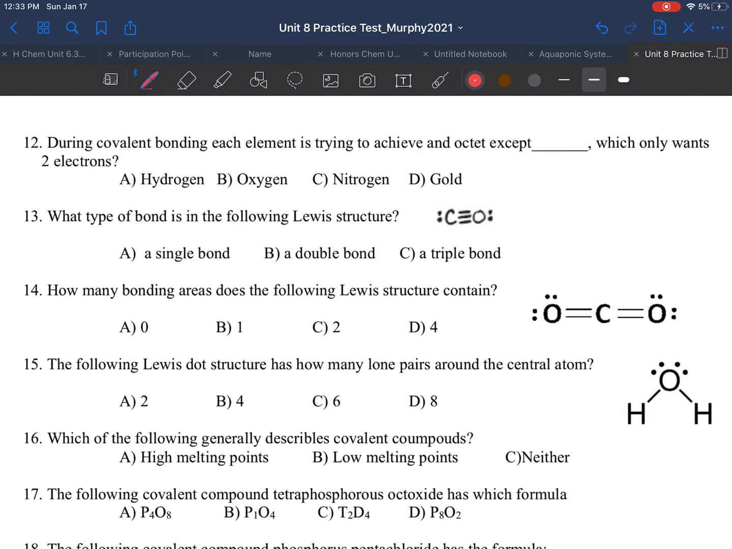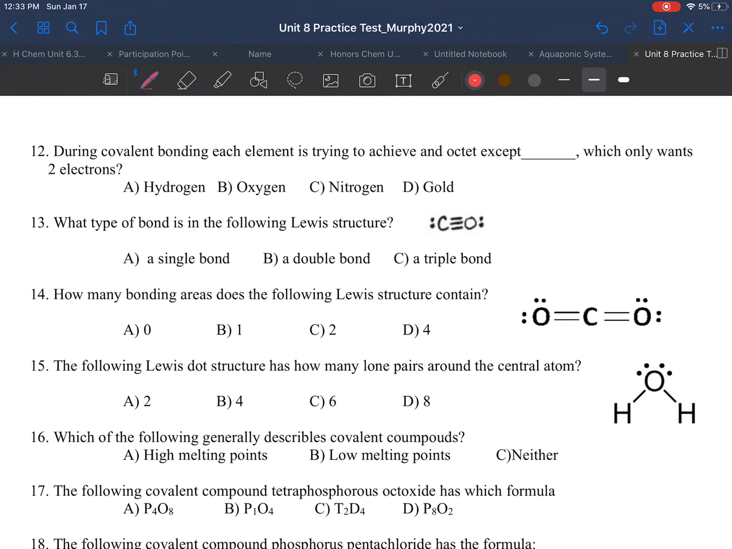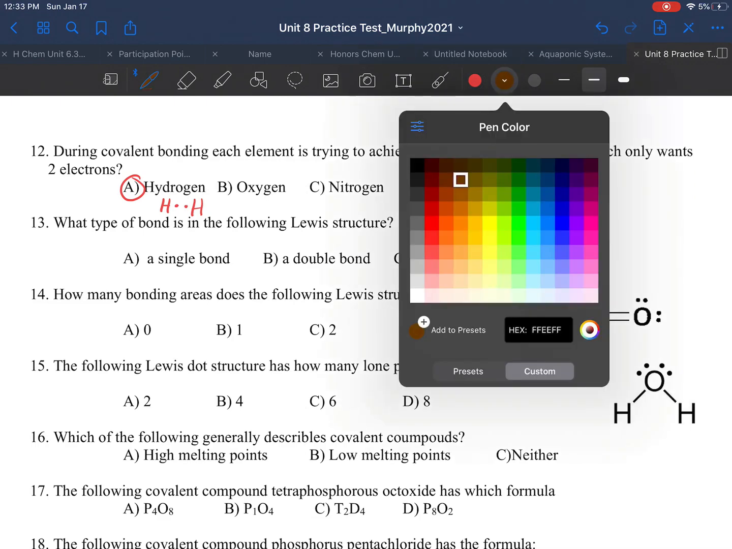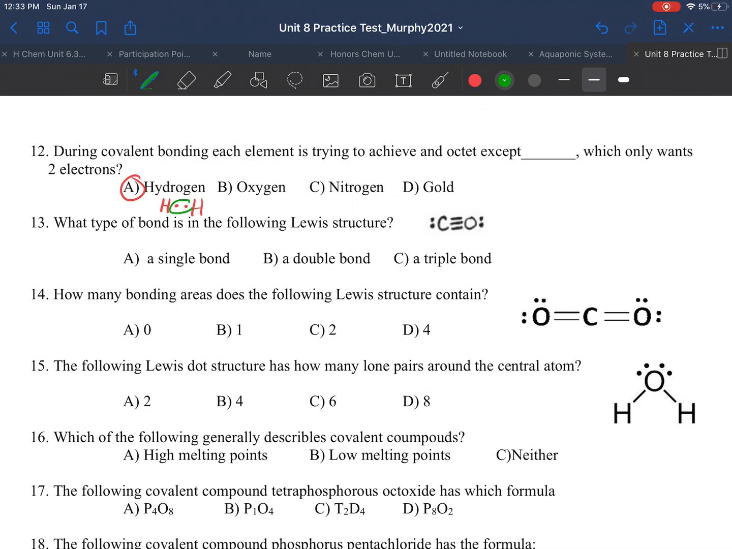During covalent bonding, each element is trying to achieve an octet, except hydrogen, which only wants 2 electrons. So we kind of just talked about this. Hydrogen only wants 2 electrons because remember, it has its 1 valence electron, so it's always going to form one bond with something else. Let's just use another hydrogen, for example. So it will always only have those 2 electrons.